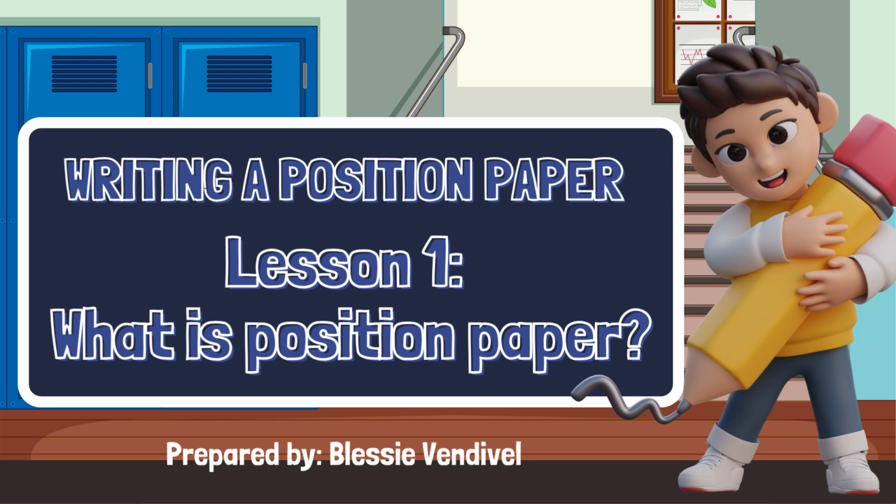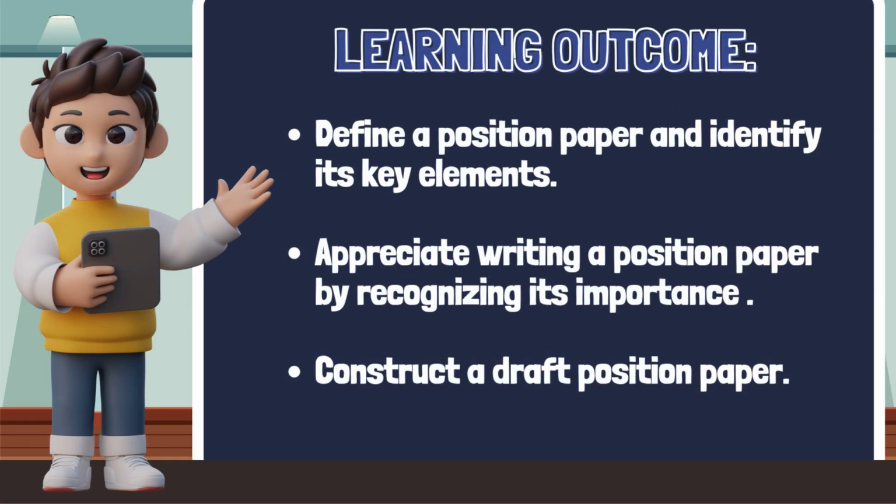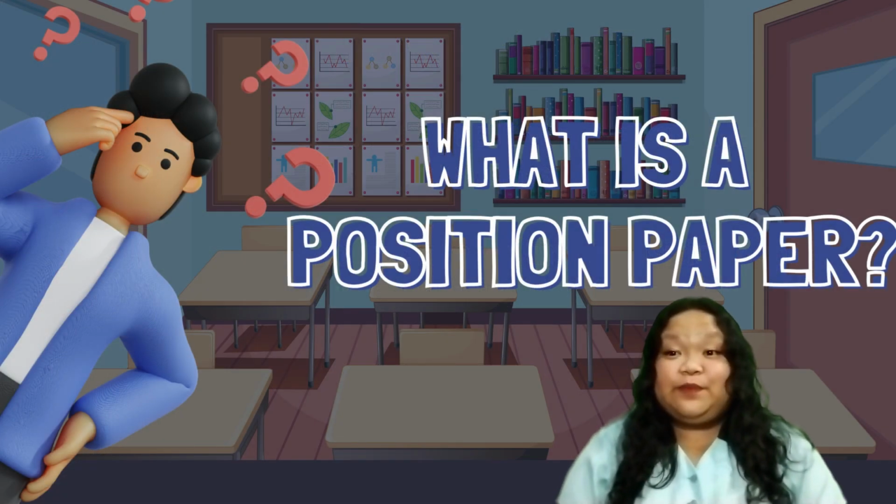Our new topic is all about position paper. Our lesson 1 is: what is a position paper? First, we have our learning outcomes. The first bullet is to define a position paper and identify its key elements. Second, appreciate writing a position paper by recognizing its importance. And lastly, construct a draft position paper. So first, let us know what a position paper is.